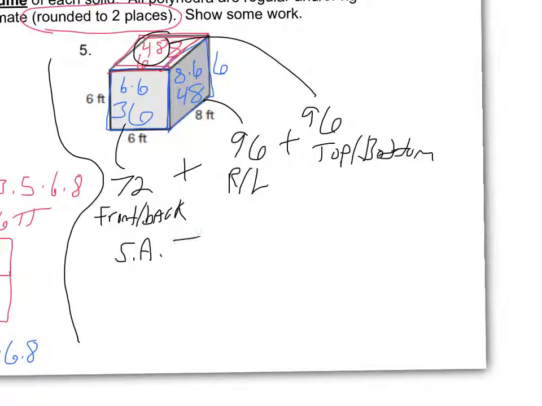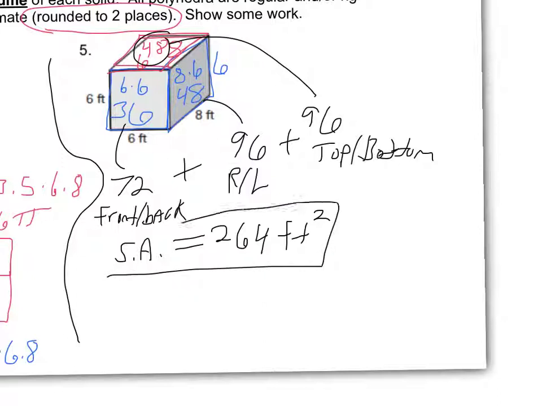Now actually make sure to write out surface area, or SA. I want you to label it correctly by putting square feet, but I also want you to tell me, what are you giving me? Is this surface area? Is this volume? Is this something else? Make it clear what question you're answering. So surface area is 264.